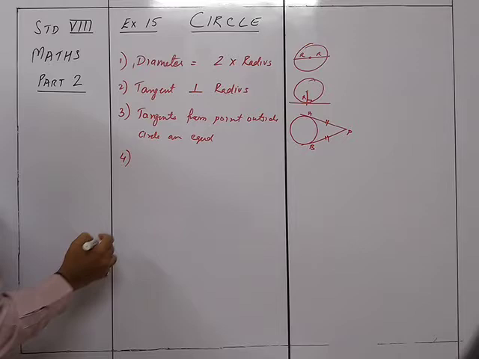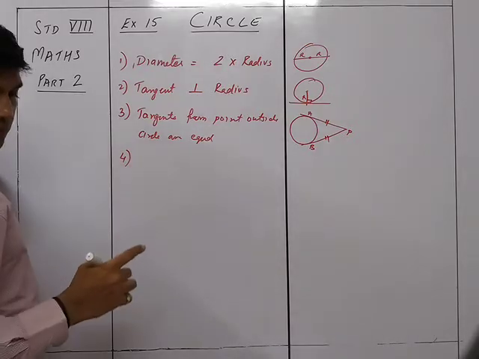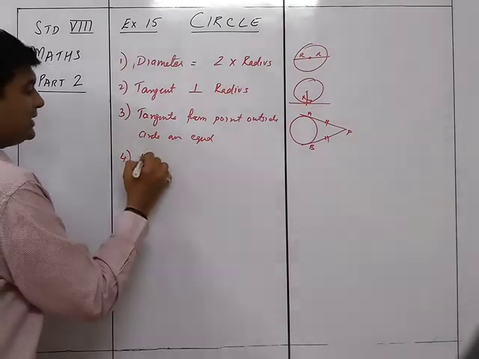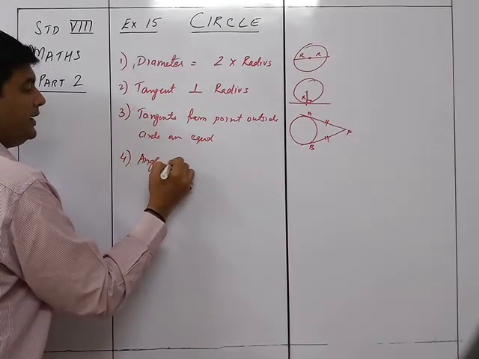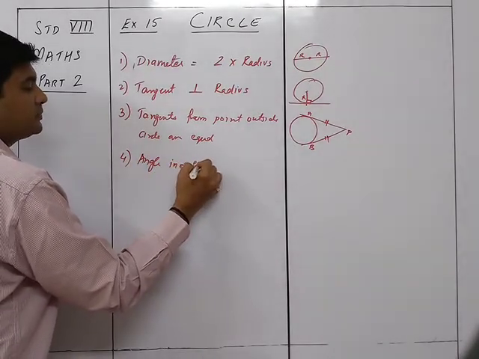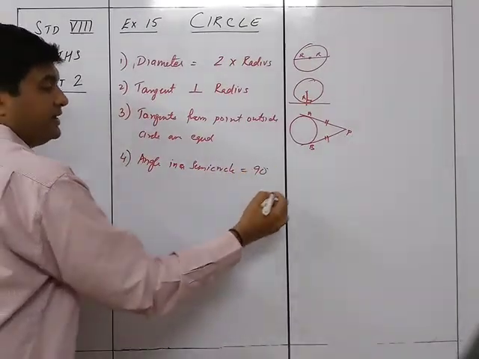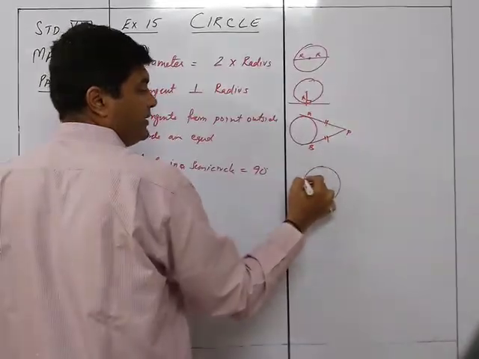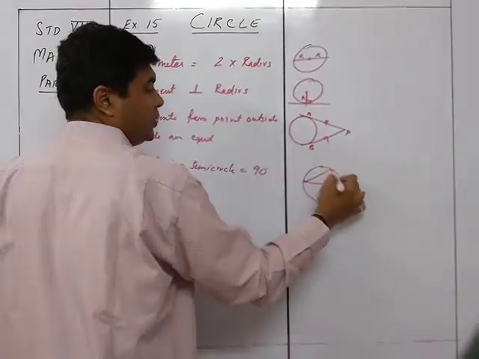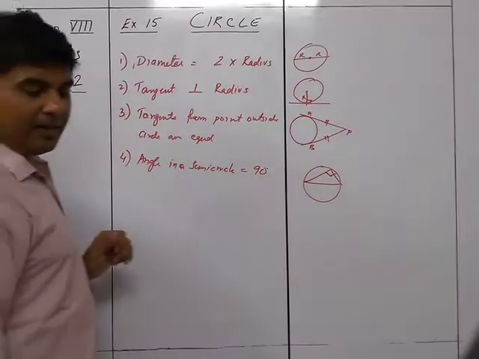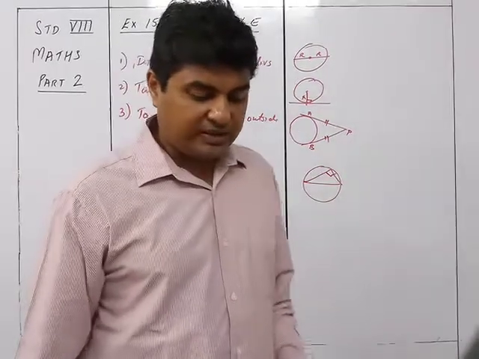So that is what this part is. The fourth part is, what else? Angles in a semicircle is equal to 90 degrees. So that is, if you've got a circle and a diameter like this, then this angle over here is going to be 90 degrees. So these are the four very important properties which we are going to use in this particular chapter.